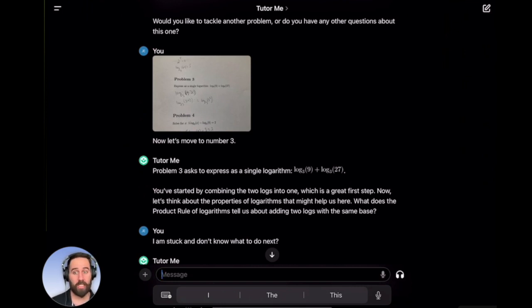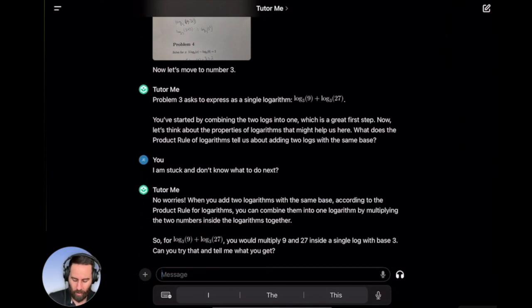Well, can ChatGPT show you what it can do next? So for a log base, you would multiply 9 and 27 inside a log with base 3. Can you try to tell me what you'd get? So it didn't read it correctly. So let's type in right here. I currently have log, and if you want to do base anywhere, it's 3 underscore 3, times 3 raised to the 5th.